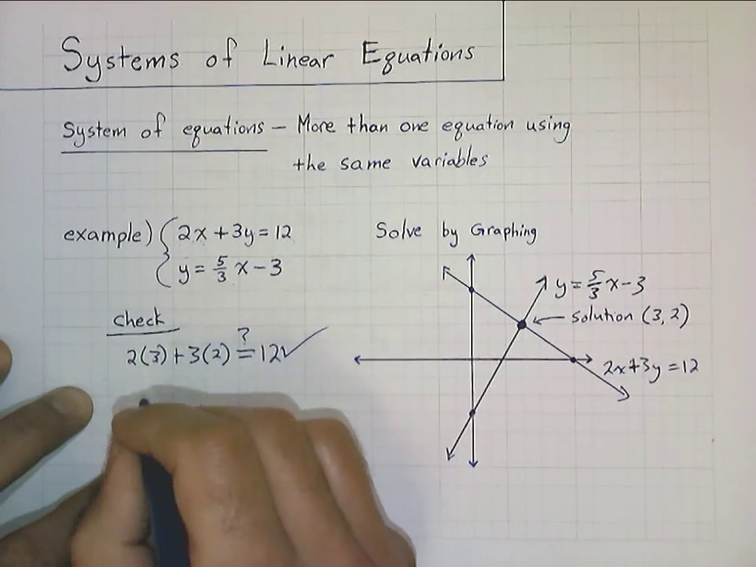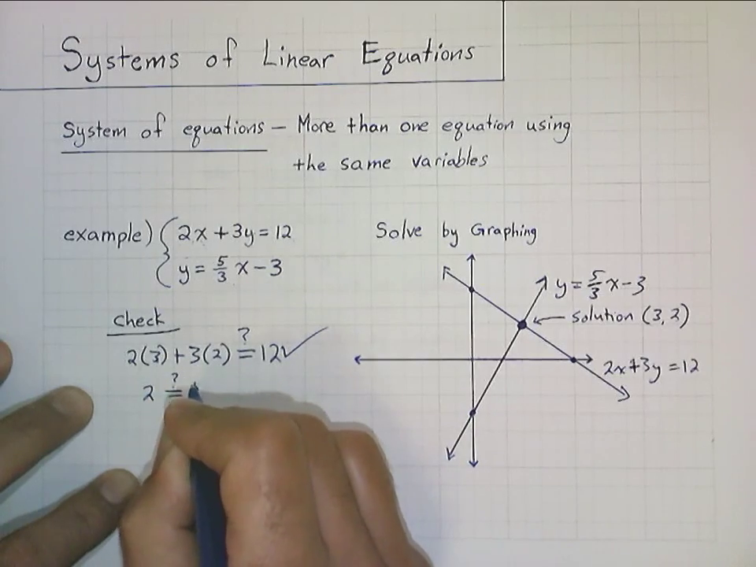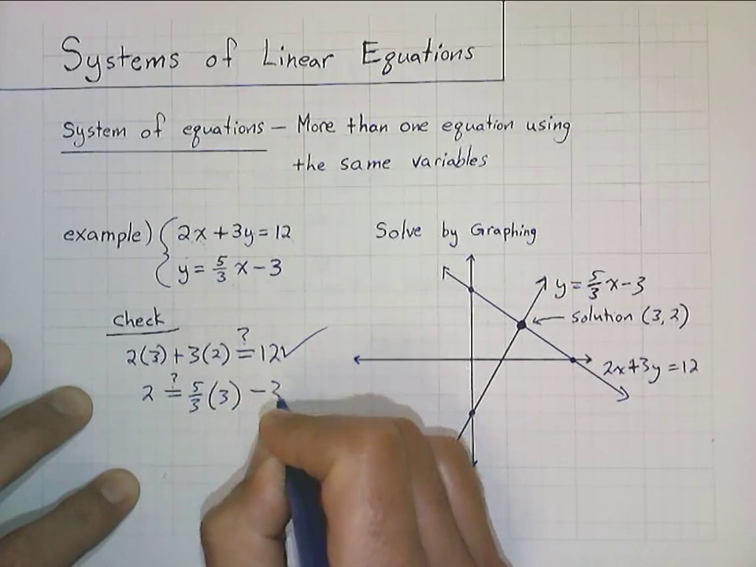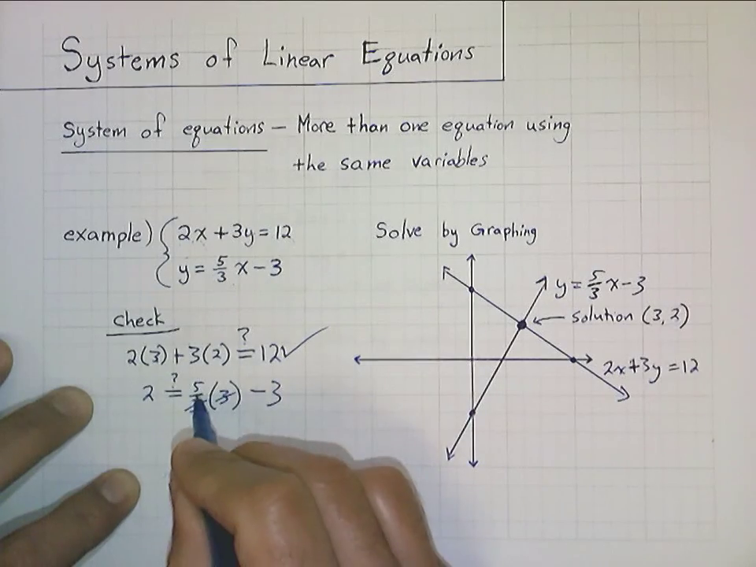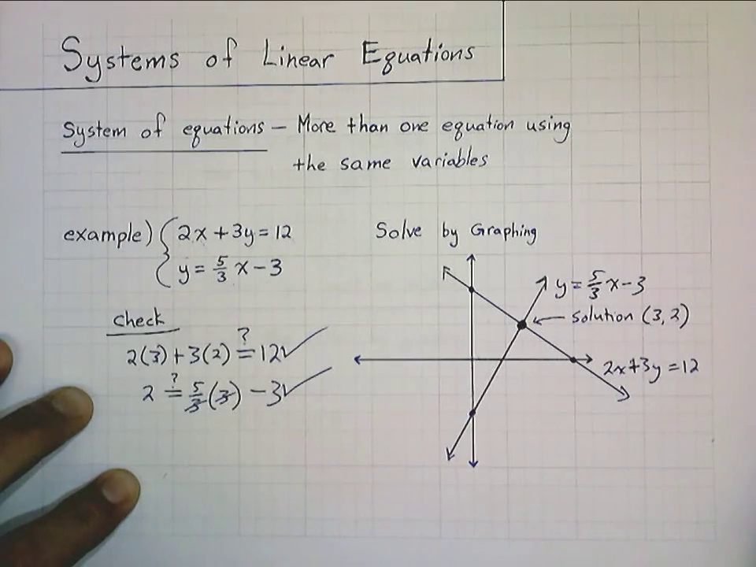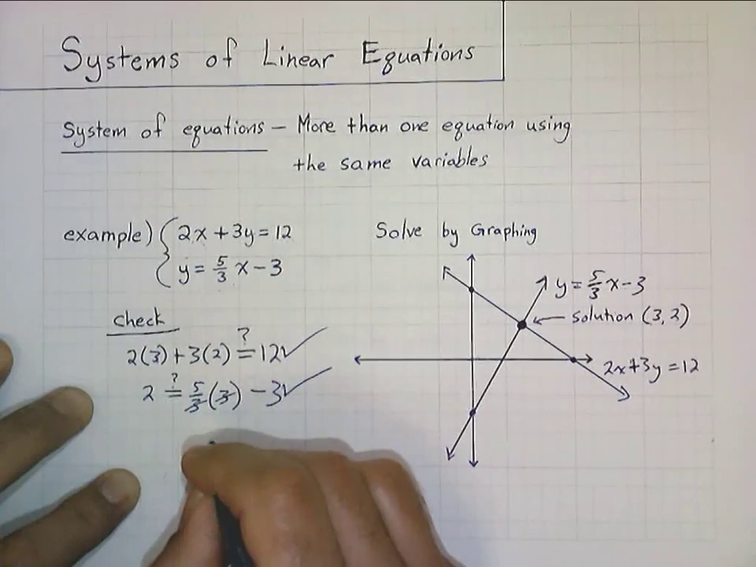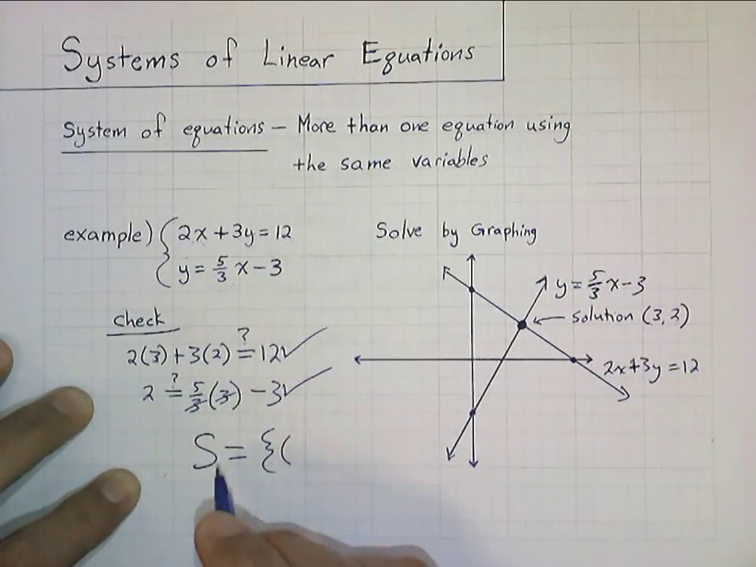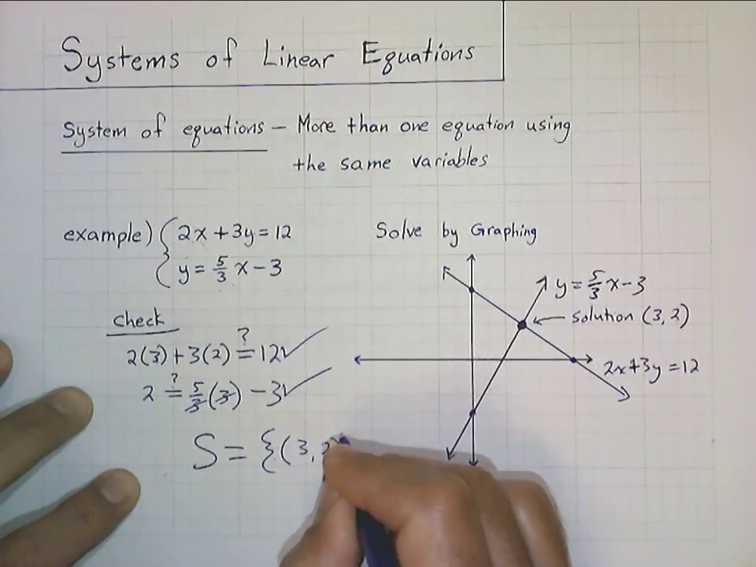Plug it back in here. So is the y-coordinate, 2, actually equal to 5/3 times the x-coordinate of 3 minus 3? Well, 5/3 times 3, those 3's cancel out. That's just 5. 5 minus 3, is that equal to 2? Yep, it sure is. So yes, we did it right. And the solution to this system of equations is the point 3, 2. We could do this in set notation, but I'm not a big stickler for that. And just say that the solution set is equal to the set of just this one point, 3, 2.